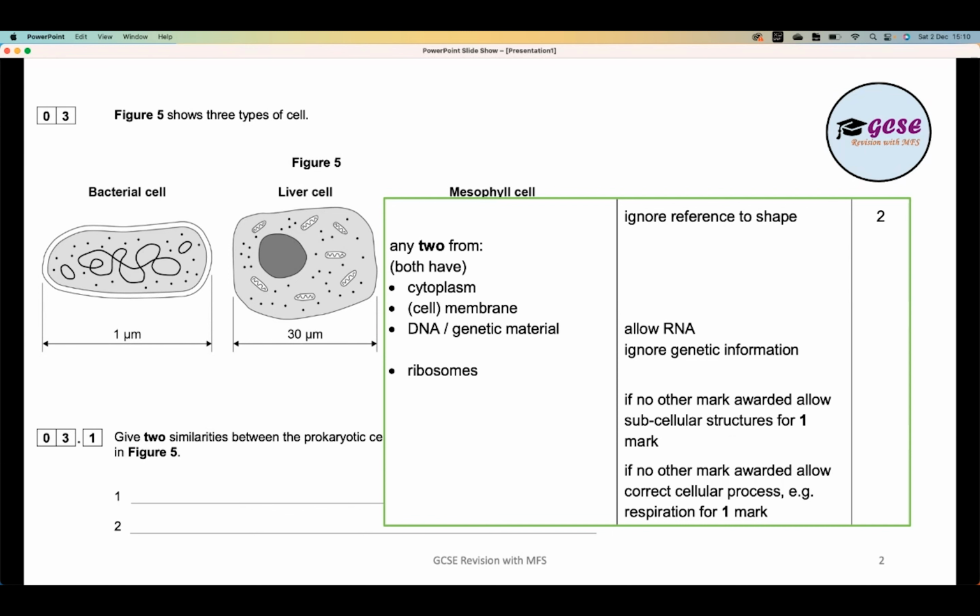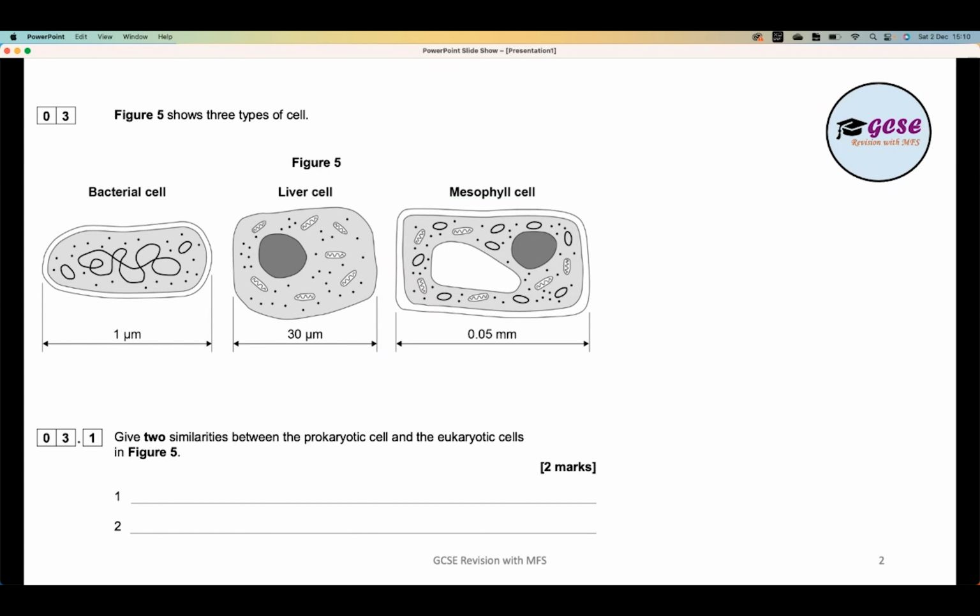So if we have a look at this image over here, we can see we have a bacterial cell, liver cell, and mesophyll cell. We know that a mesophyll cell is a plant cell and the liver cell is an animal cell. And because of that, what we can depict is that both of them are eukaryotic cells. Okay, because both of them are eukaryotic cells, we know that they must contain the genetic material in the nucleus.